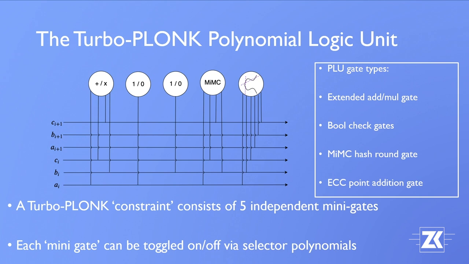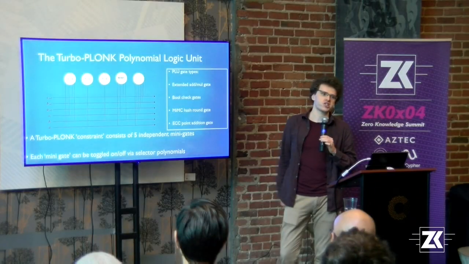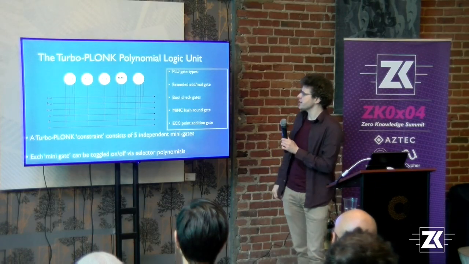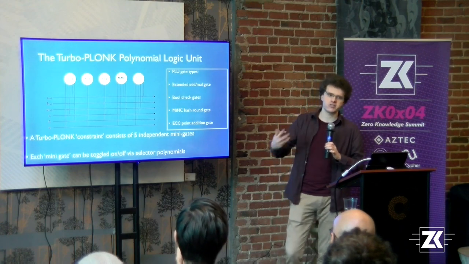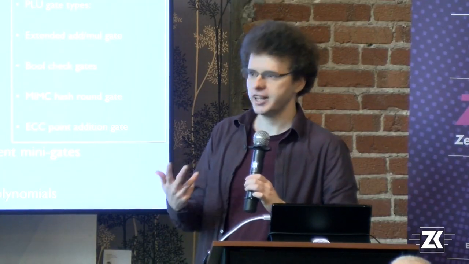So you can have things like an extended addition multiplication gate. And by extended, I mean it uses the output wire of the next gate if you need it. You can do things like Boolean satisfiability gates. So if you want to constrain a wire value to be a bool, you can do that for free, because you just turn on the selector polynomial for your bool constraint. And that can run in parallel to your addition and multiplication gates. And then you can get some more interesting things, like a MiMC round gate, where you can do an entire round of the MiMC function with a single gate.